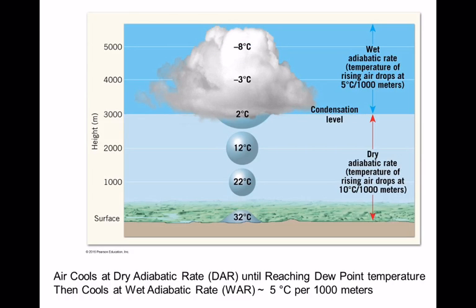And clearly marked on here is the lifting condensation level. So you would say that's 3 kilometers, or 3,000 meters, the elevation at which condensation began, the LCL.